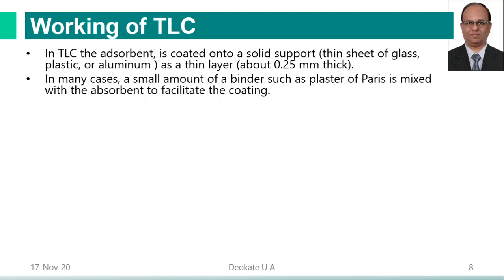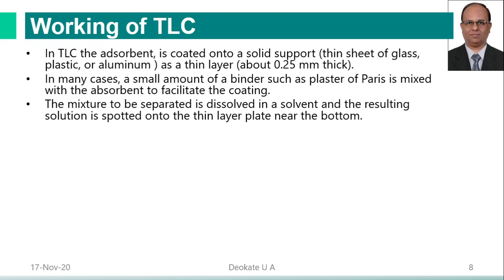Therefore we are calling it silica gel G, and this capital G stands for gypsum, which is used as a binder, which will hold the layer on the surface properly, so it will not peel out when you are using the TLC plate. The mixture to be separated is dissolved in the solvent, and the resultant solution is spotted onto the thin layer plate near the bottom. Here also we are marking a baseline 1 centimeter or 2 centimeter apart from one edge of the plate, and we are spotting the sample on this baseline.